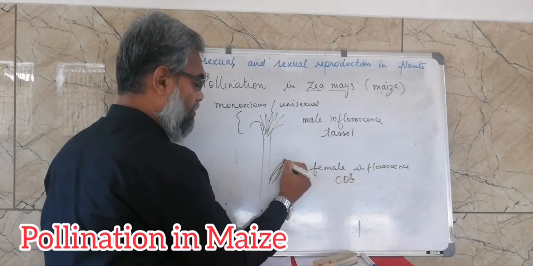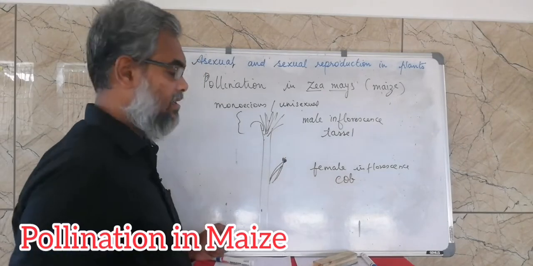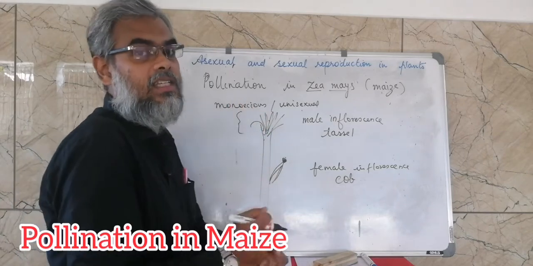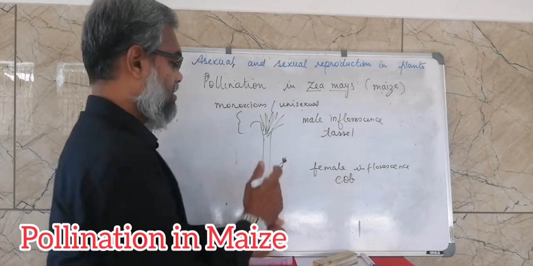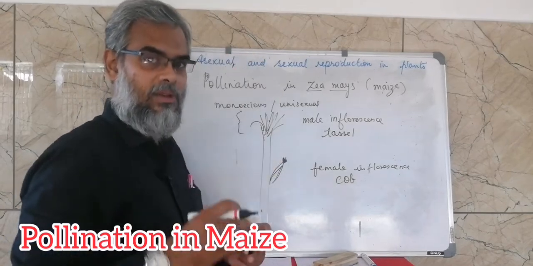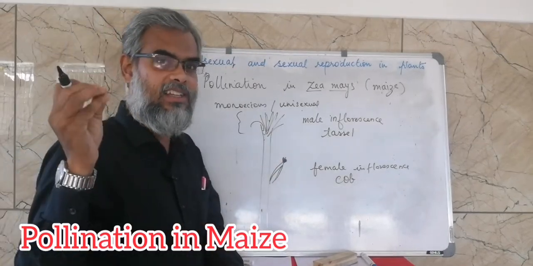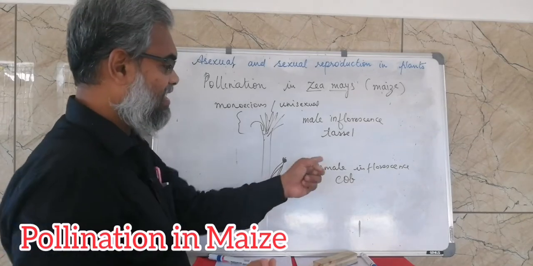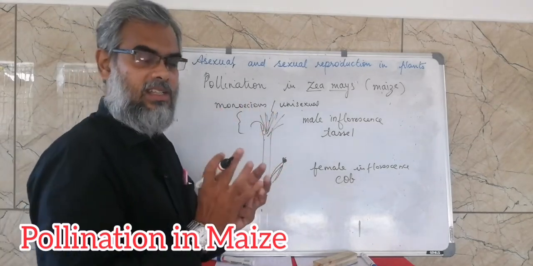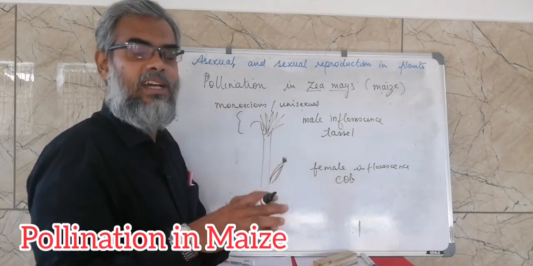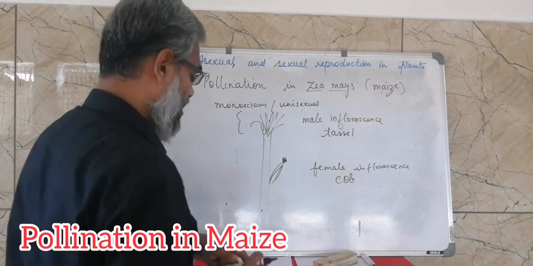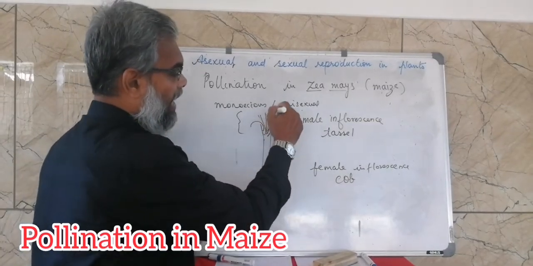And there will be some hair-like structure present here to receive the pollen grains. You have seen maize, isn't it? At the end there will be some hair-like thing, no? That is the female inflorescence actually. That is silk, we say. So the silk is somewhat bigger to take the pollen grains.